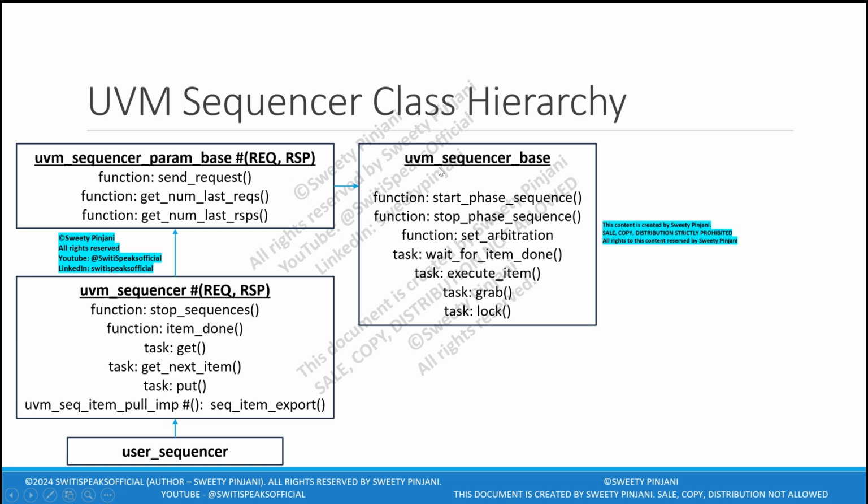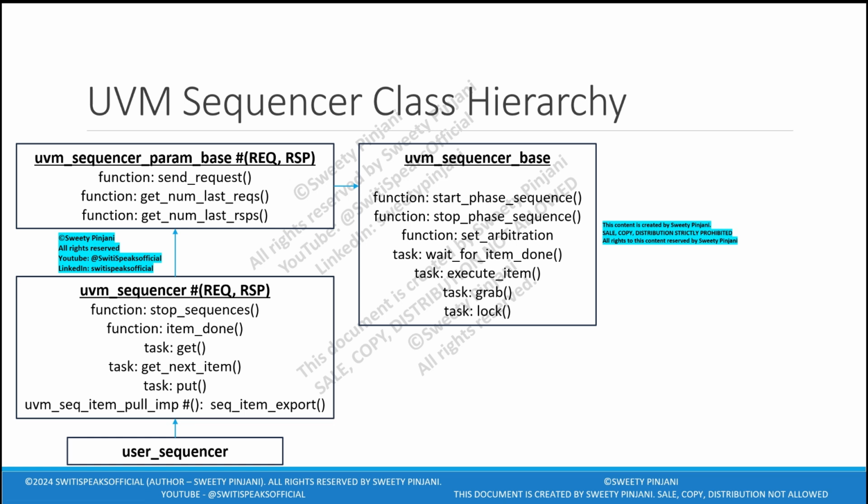Next thing you should understand is this UVM sequencer base class also has some functions and tasks which we use. The functions are start phase sequence, stop phase sequence, then we have set arbitration. These are the functions. Then we also have some tasks. Tasks are wait for item done. Then there is execute item. There is a task grab and a task lock.